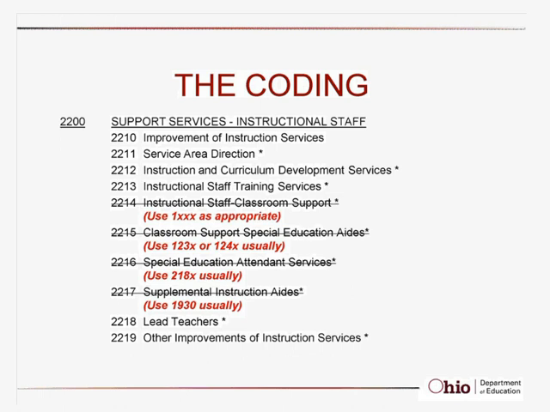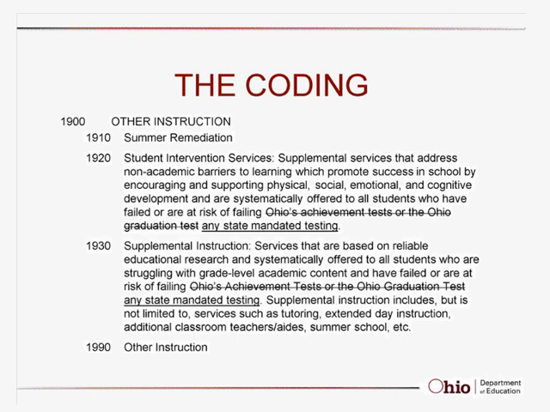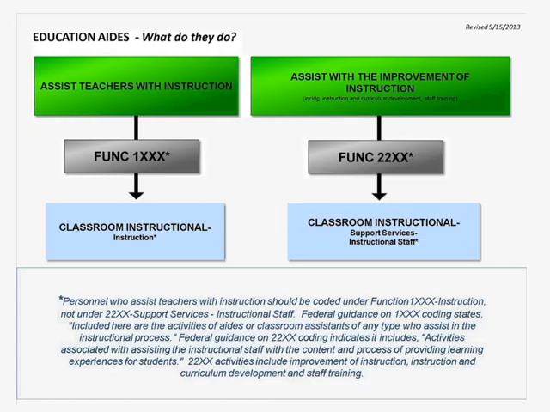The 2217, which is supplemental, is usually used under summer school or an after-school program or some other type of supplemental instruction, a tutoring program, and you can use those under 1930. If it's a special needs program like that, then you are going to move it to a 1230 or 1240. However, if you look here under instruction, one of the other things we did change was it was referencing OATs and OGTs, and since those are gone and we have a new testing, we reverted back and said it's going to be any state-mandated testing, and then we don't have to change it anymore and worry about it.